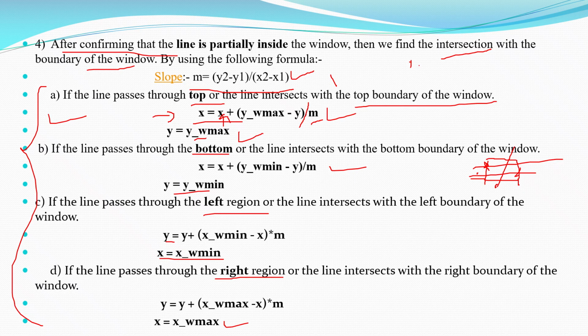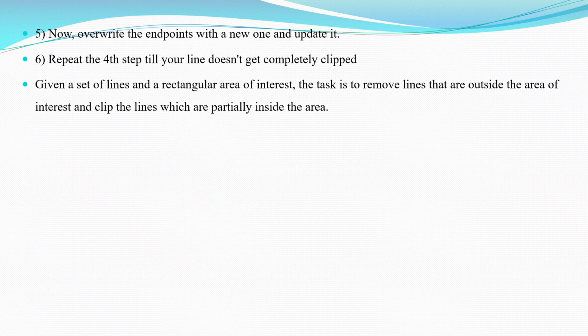Okay. So next, overwrite the endpoints with the new ones and update them. Once we get the values, we take the update, and the endpoints will be changed. A is there, A dash, and B is there instead of B dash. That intersected part we have to update here. And repeat the fourth step until the line is completely clipped.